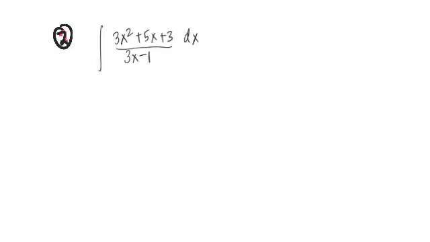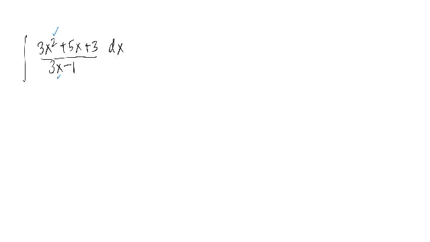Let's do another example of integration by long division. Let's do number 2, which is going to be the integral of 3x squared plus 5x plus 3 over 3x minus 1 dx. It's an indefinite integral. So again, I'm noticing that the numerator degree is 2, the denominator degree is 1, so this technique should help.